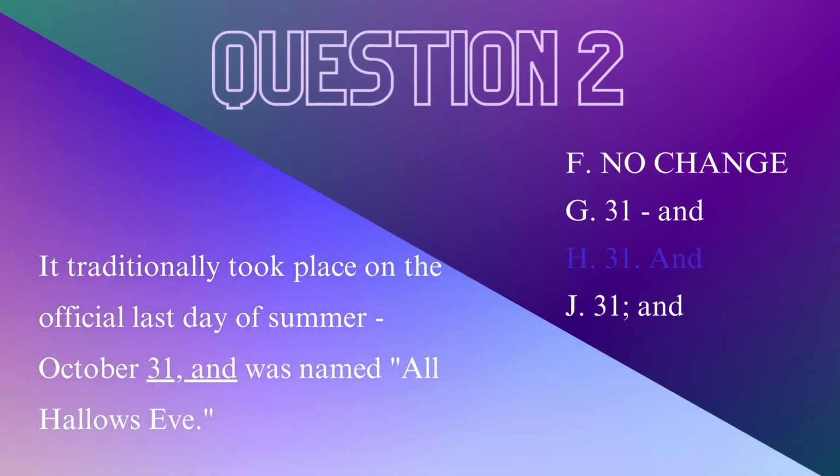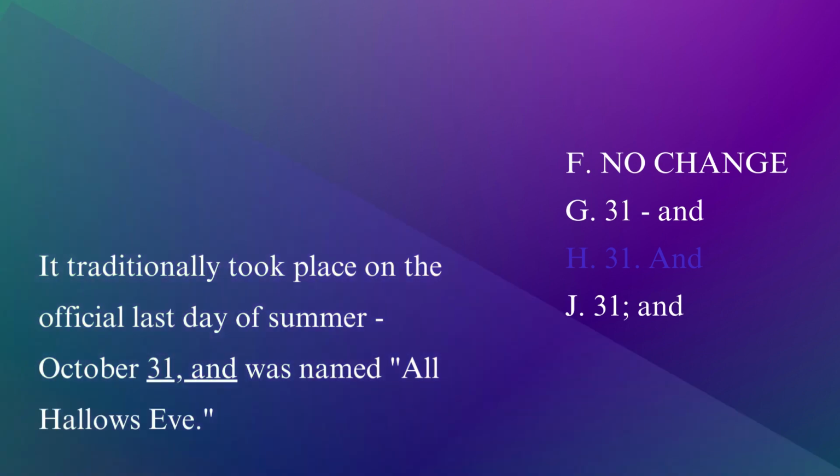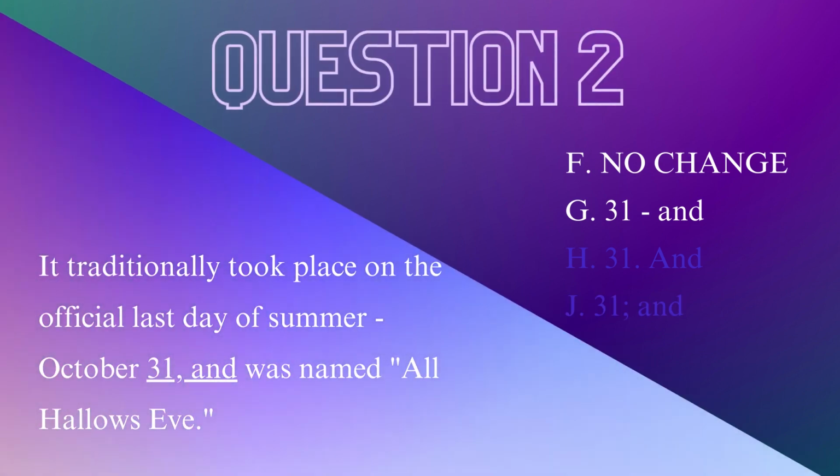All right, look at J for a second. We have a semicolon replacing that comma, and then and stays the same. Now, if we know how punctuation works and how a complete sentence works, we know that we should never be using that semicolon and the conjunction and, okay? So we can eliminate choice J and H. All right, so that leaves us down to F and G. So does it stay the same, or do we need to replace that comma with a dash?